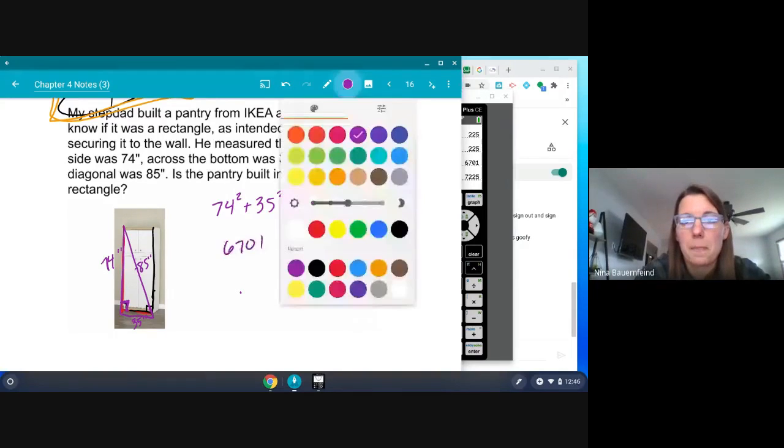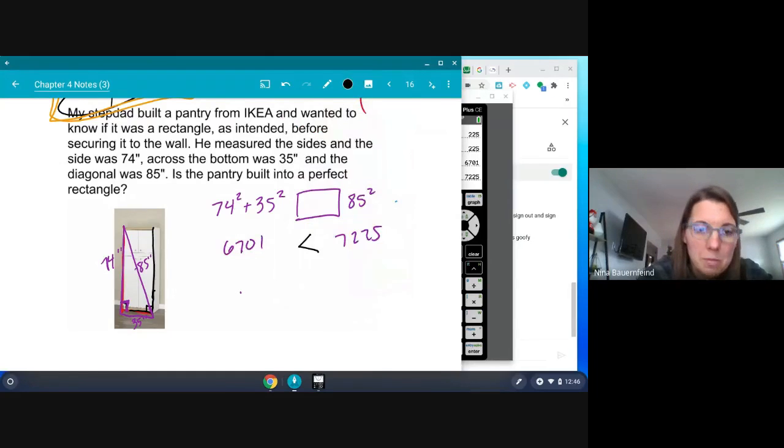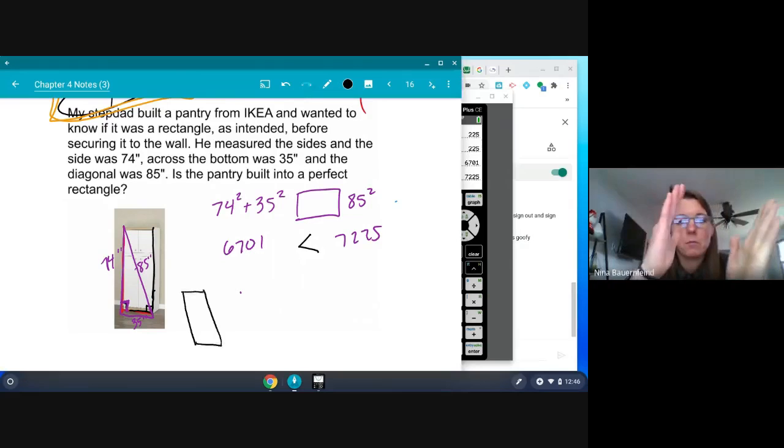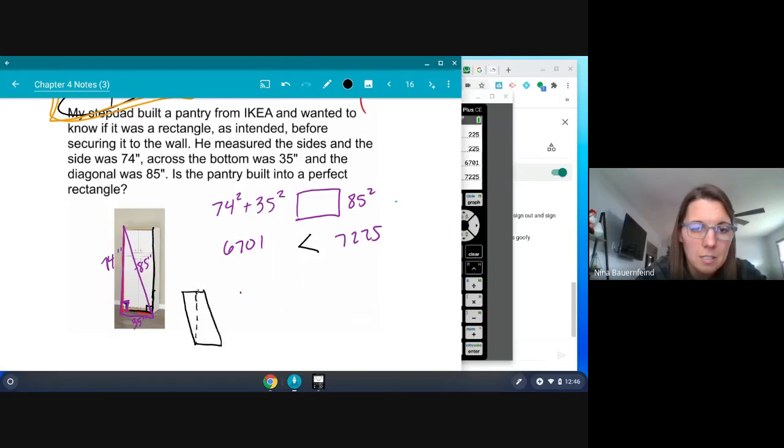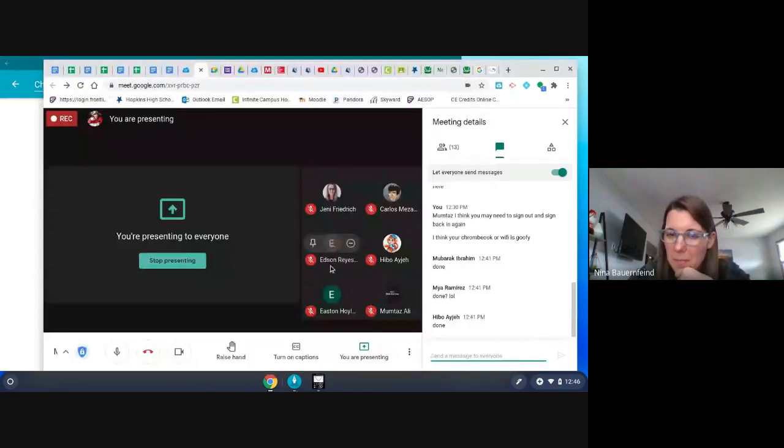7225. This is bigger, which means that this thing must have been slightly tilted. This is an exaggeration, but it must have been slightly tilted like this. And then we would have had to straighten it up, move it up like this, so that it was actually level. So this is just one example of where this kind of stuff might apply. Obviously, we could just measure here, but there are instances where it's maybe not as easy to measure that. Does that make sense to you guys?